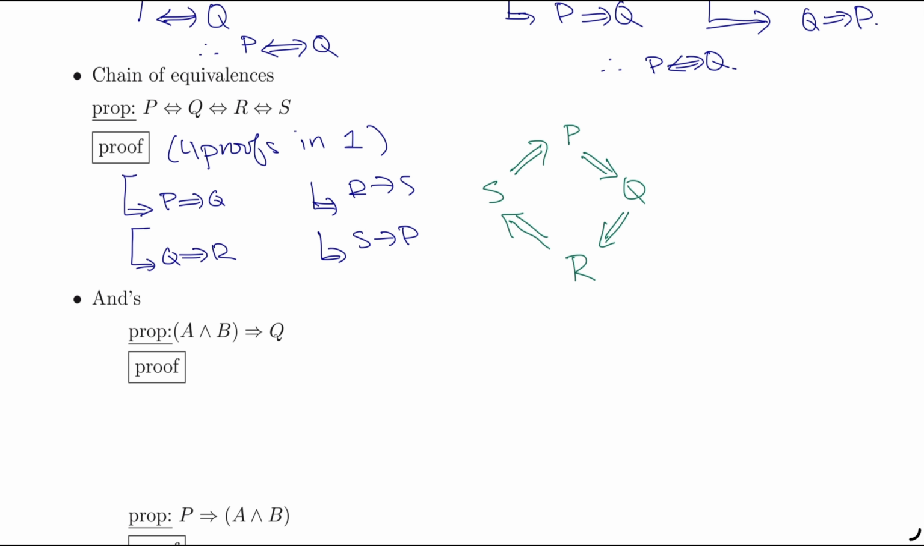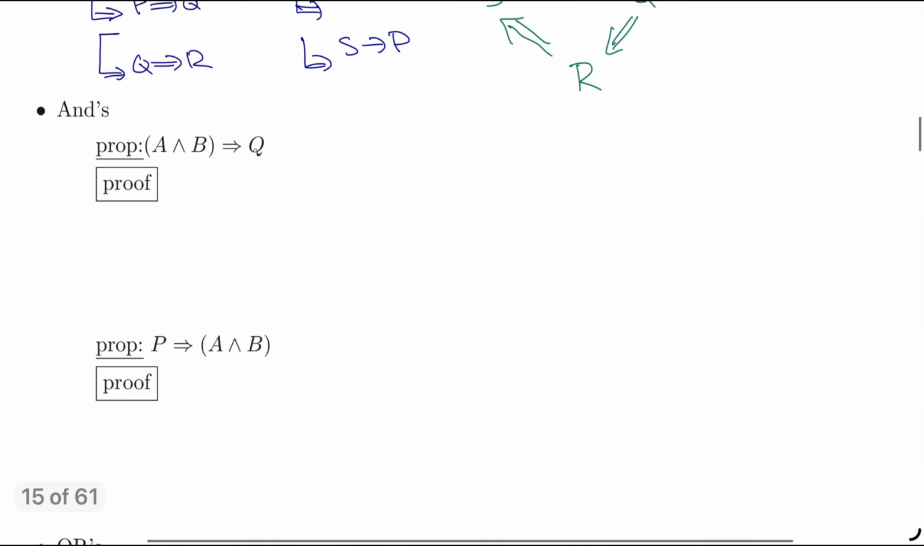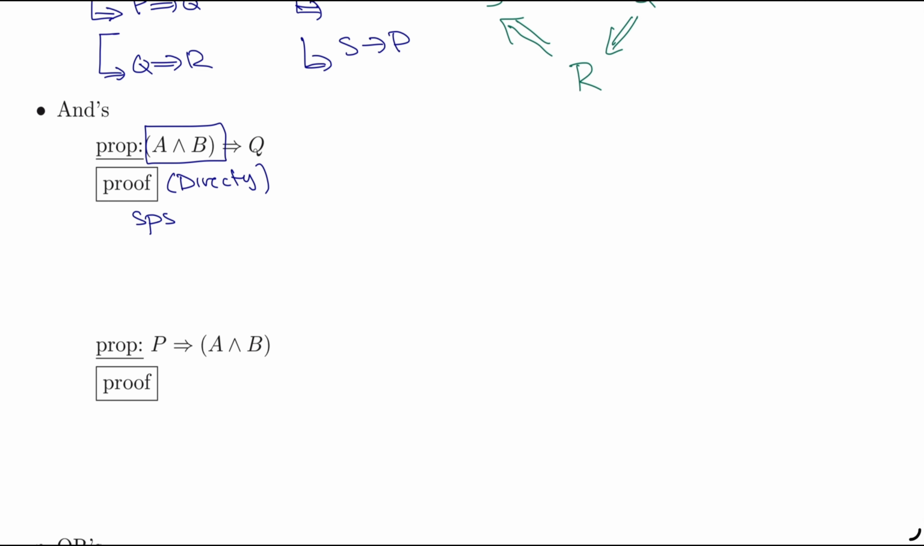Okay, other instances where we have multiple proofs in one, or not. So let's look at statements involving ands. If I have the statement A and B implies Q, it's a conditional claim here, right? So how do we prove that? Well, if I want to do this directly, I'm just going to suppose the premises. Here the premises are A and B.